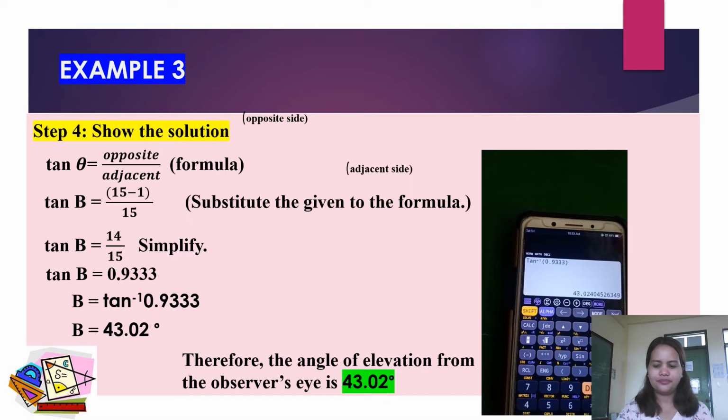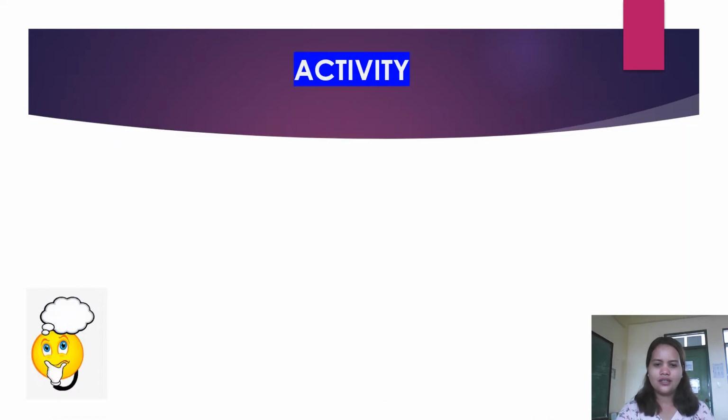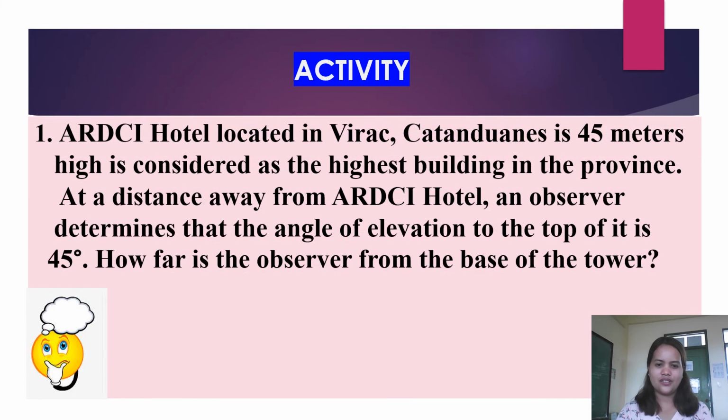Okay, then we're going to have an activity. So let us know kung naintindihan na yung diniscuss ko. Okay, so Arts Hotel located in Buracatan, Duanes is 45 meters high. Is considered as the highest building in the province. At a distance away from Arts Hotel, an observer determines that the angle of elevation of the top of it is 45 degrees. How far is the observer from the base of the tower?